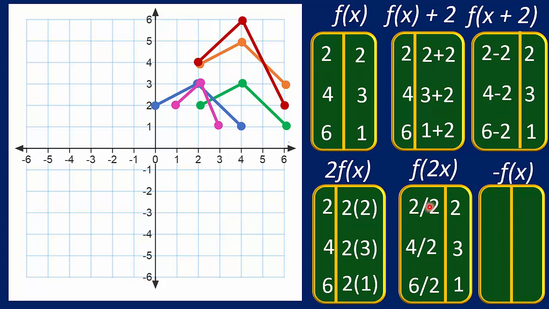Now let's suppose we have negative f(x). Okay? Now the x's are all the same. However, every time we evaluate this function, we're taking the negative of it, and that has the effect of reflecting the graph over the x-axis, right? It turns the graph over. It kind of flips it. (6, 1) becomes (6, -1). (4, 3) becomes (4, -3). And (2, 2) becomes (2, -2).